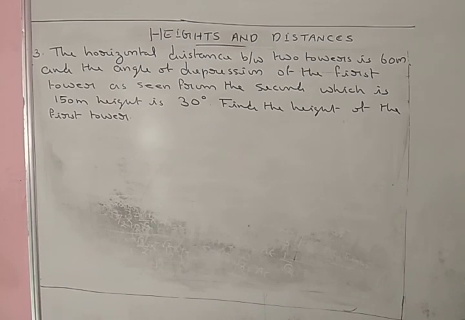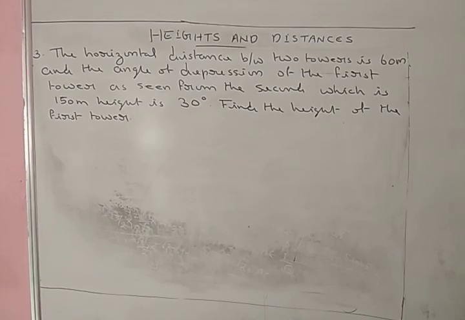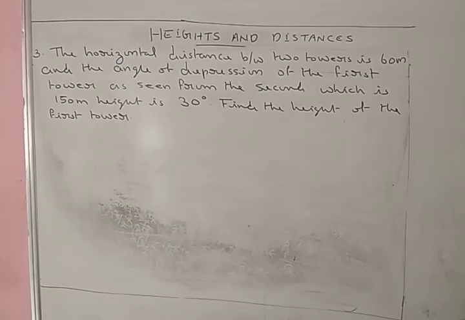Next, third problem. The horizontal distance between two towers is 60 meters. There are two towers in this problem. The distance between the two towers is 60 meters. The first tower is lower than the second tower. Therefore, the angle of depression of the first tower as seen from the second is 30 degrees, and the height of the second tower is 150 meters. Find the height of the first tower.